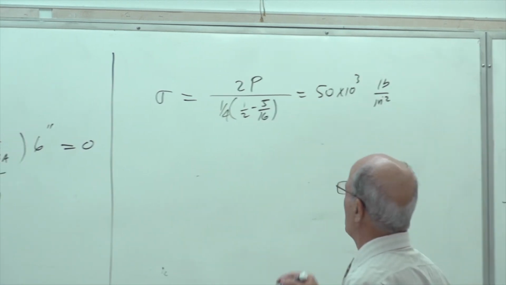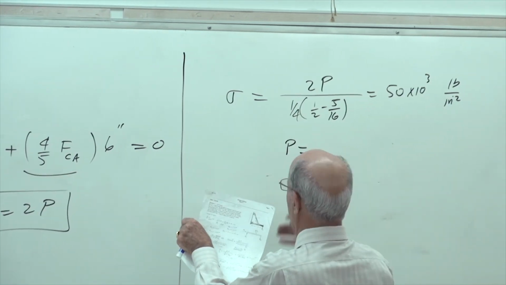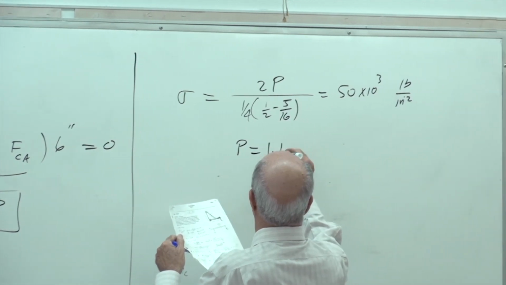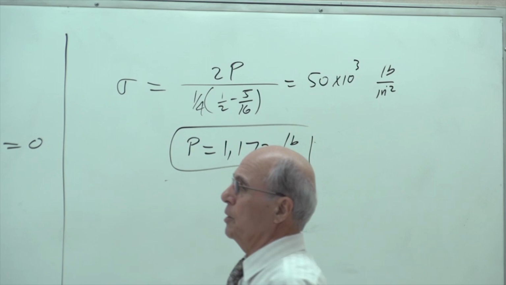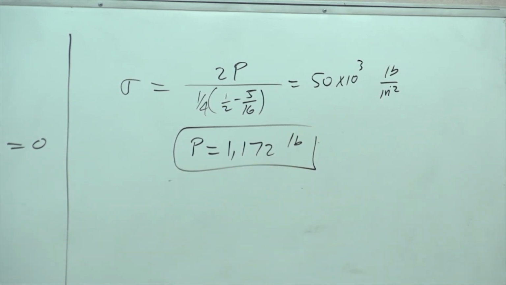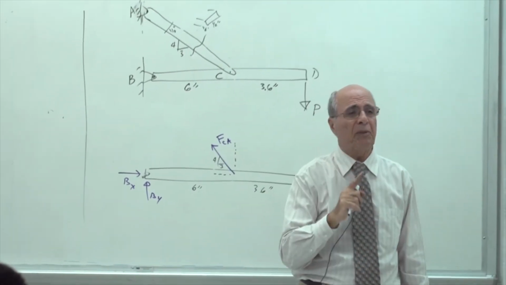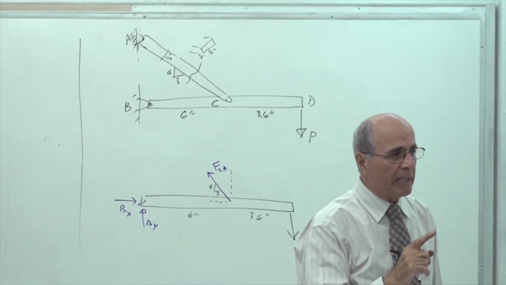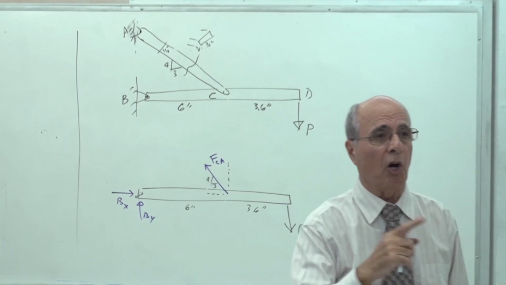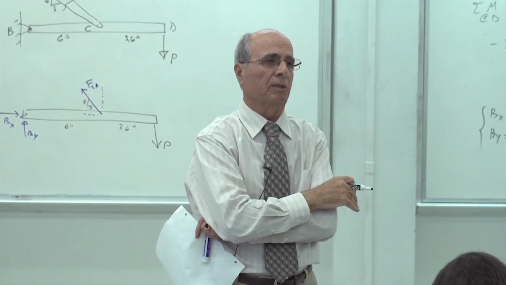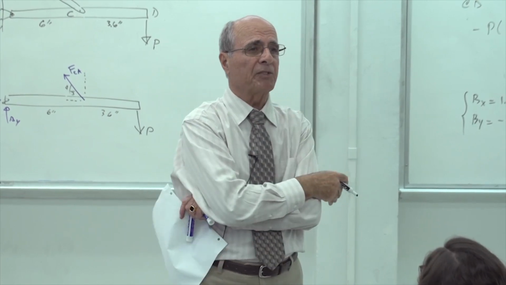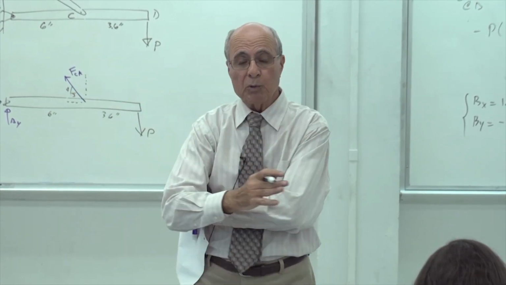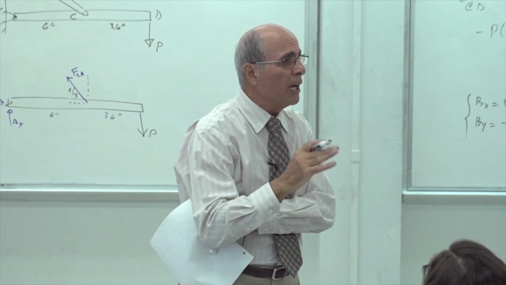You calculate the value of P. The value of P ends up to be equal to 1,172 pounds. So if I put 1,172 pounds here, this item reaches 50 KSI in tension, which breaks. Is that because that's the ultimate? Is that correct or not? So it's no good. So if I want to have the right answer, I have to divide that by a factor of safety, but we don't do that until we check every other part.